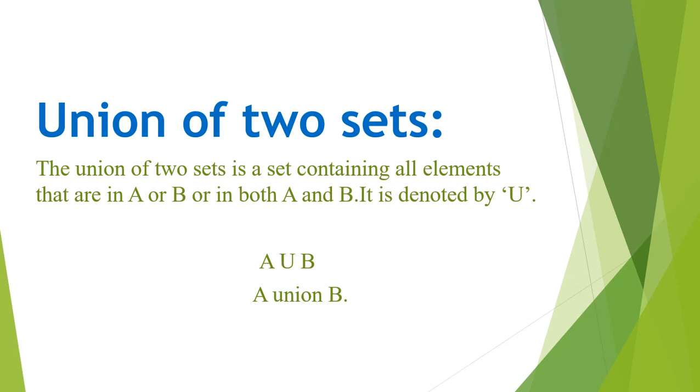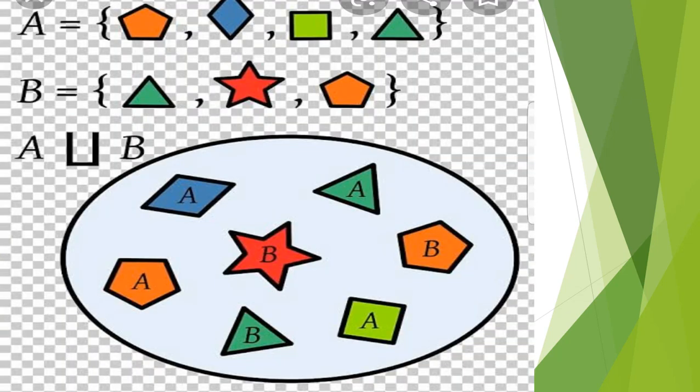Now, what is union? For example, if you are having 2 sets, you list all the elements of set A and set B in a single set for making them union. We will list all the elements of set A and set B, and we call it that we have done the union of 2 sets, A union B. See, I have explained it with the example of a picture. In set A, we are having shapes, and in set B, we are also having shapes.